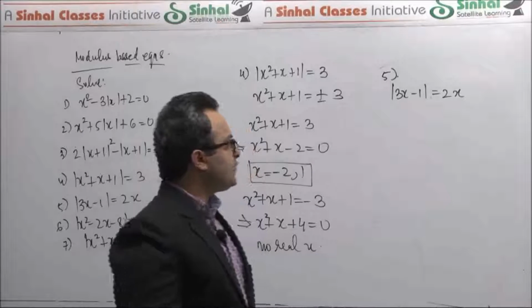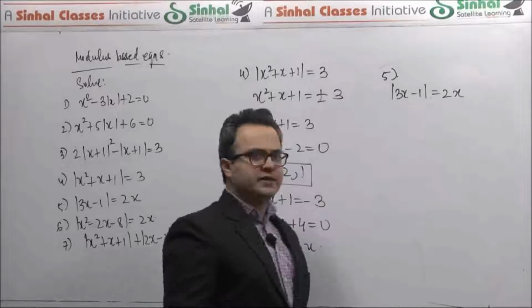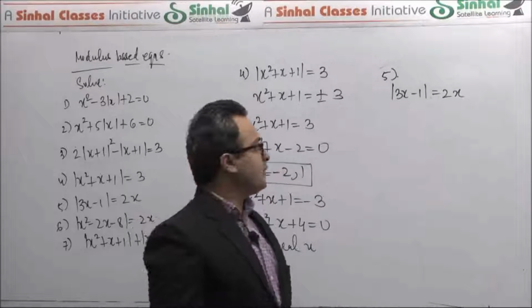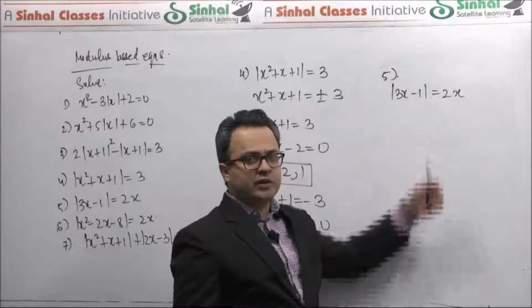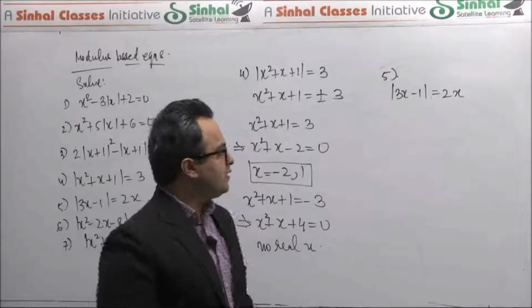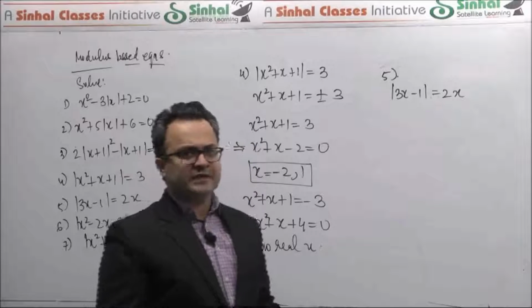It wouldn't be right to say that since mod of 3x minus 1 is 2x, I can directly say that 3x minus 1 will be plus or minus 2x. Because over here the right hand side, 2x, is itself a function, it depends on the variable x. So we'll have to take different scenario cases over here.